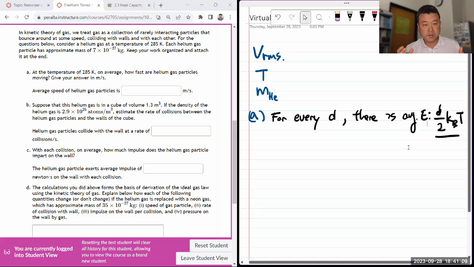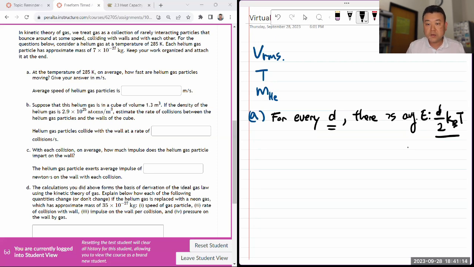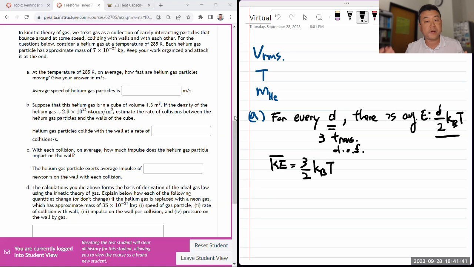For helium gas particles, it's monatomic, so the only degrees of freedom it has are the 3 translational degrees of freedom. So for a single helium particle, its average translational kinetic energy would be 3 over 2 kBT. And I think that's it, because it's asking for the average speed of helium gas particles, so I don't have to consider how many particles there are. I'm just considering one particle.